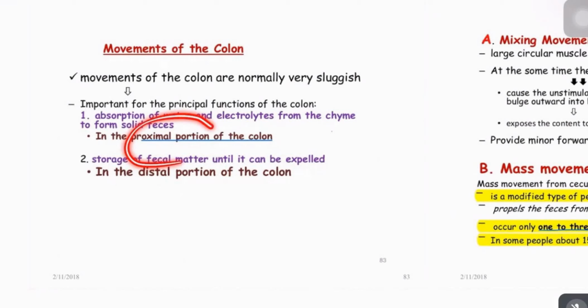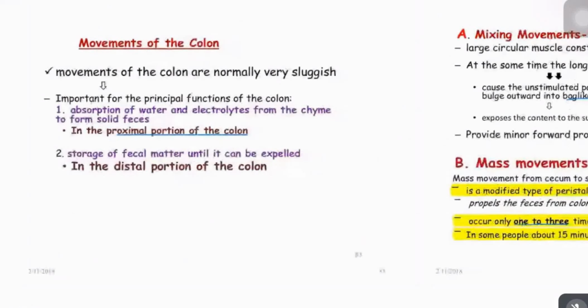Take note, proximal portion of the colon will have responsibility in the absorption of water and electrolytes from the chyme to form a solid stool. Okay? But the storage of fecal matter until it will be expelled will occur in your distal portion of the colon.